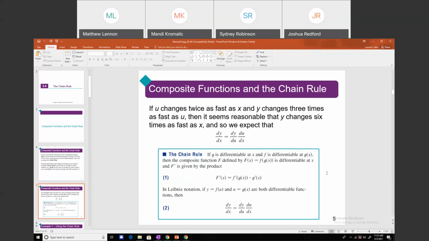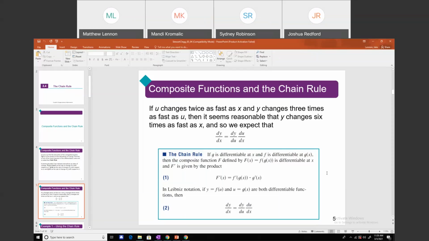They also have the one using the Leibniz notation at the bottom, where if you think of y as f of u and u is g of x, then the way you do dy dx is dy du times du dx. But usually it's not quite as simple to write it down that way. Sometimes Leibniz notation is definitely the better way to think about things. If we had several variables, it might make more sense.